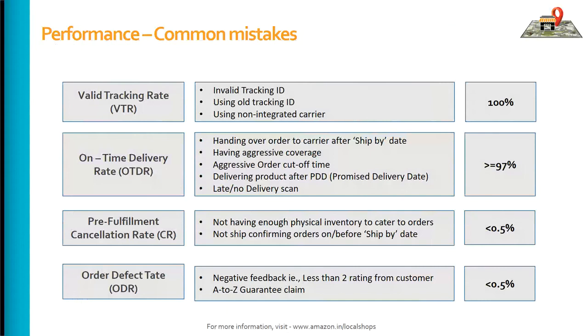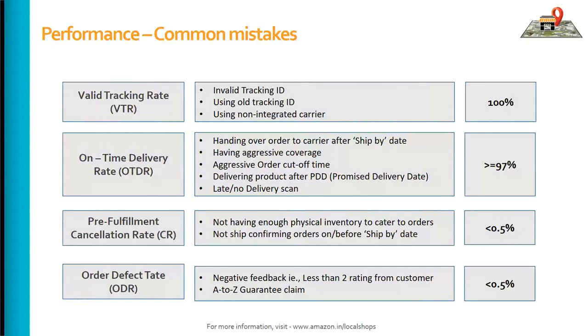The common mistakes for OTDR are handing over the order to the carrier after the ship by date, which will eventually push the delivery time, and having aggressive coverage, which will again have repercussions, because your courier partner would not be able to deliver the order within the promised delivery time. Also having delivery scans post promised delivery date, and having aggressive coverage and aggressive order cutoff time just to ensure a potential increase in sales. Dear sellers, there is a chance that you can lose your prime badge. So please avoid these mistakes and ensure that your performance metric for OTDR is above 97%.